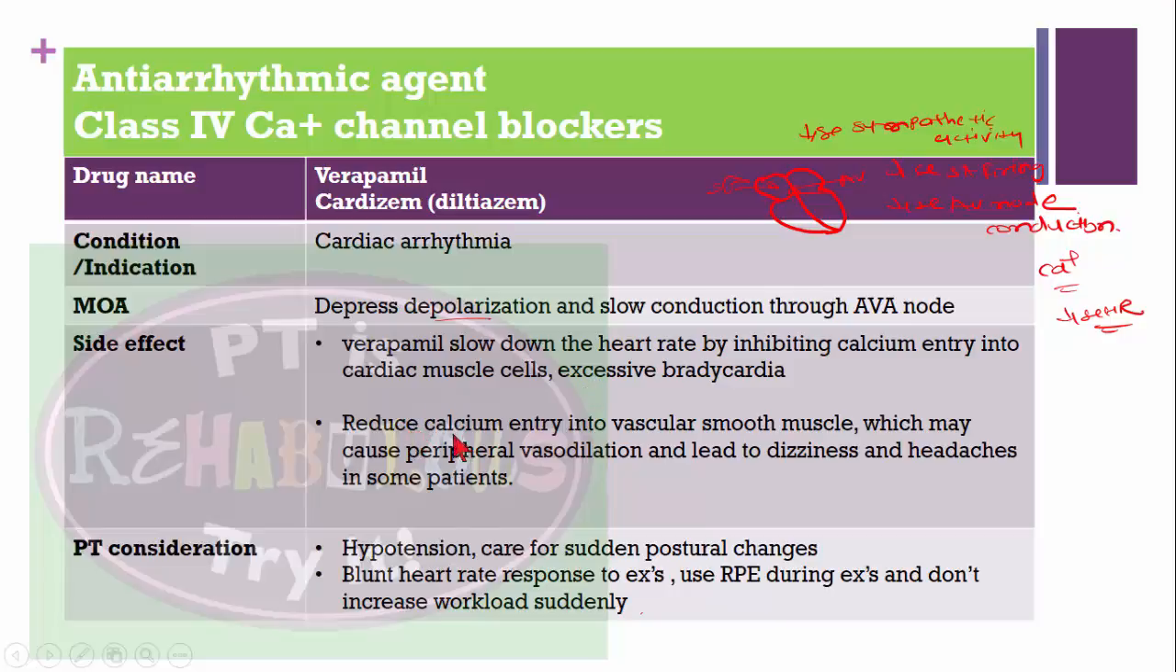There is reduction in calcium entry into vascular smooth muscle, which may cause peripheral vasodilatation, leading to dizziness, headaches, and hypotension in some patients. As a physical therapist, we need to watch for hypotension and take care with sudden postural changes. These patients may have a blunted heart rate response and hypotension, so we have to use the rate of perceived exertion, and we cannot increase their workload suddenly. We have to increase workload gradually for these patients.